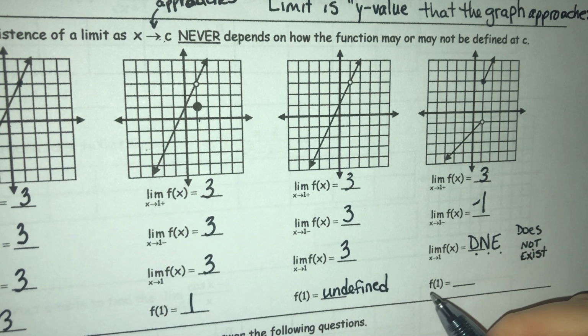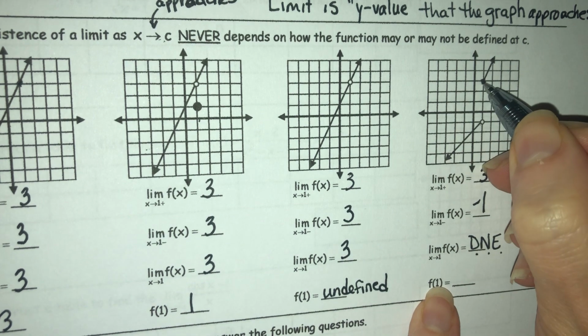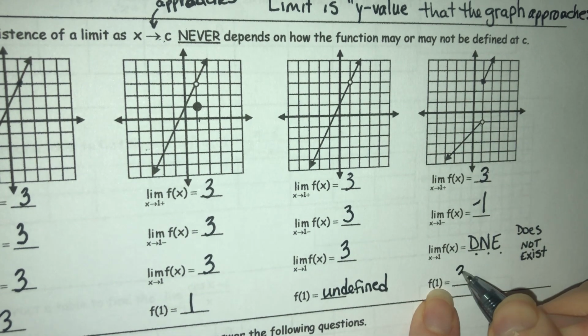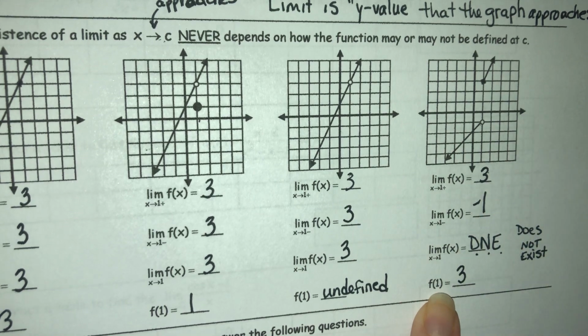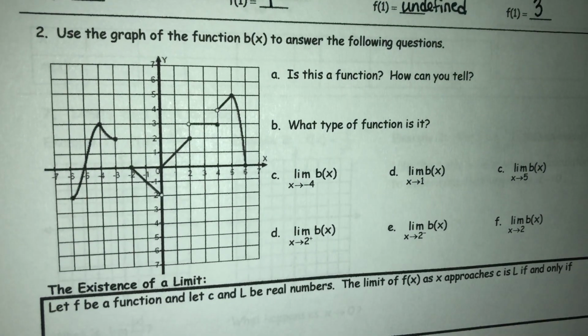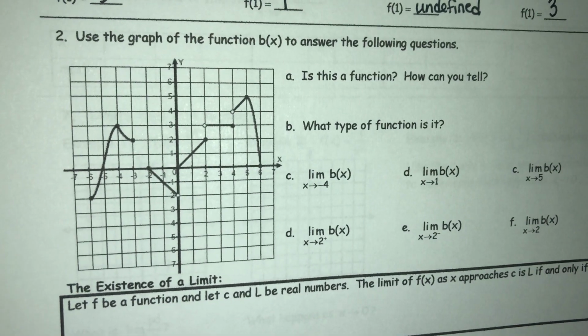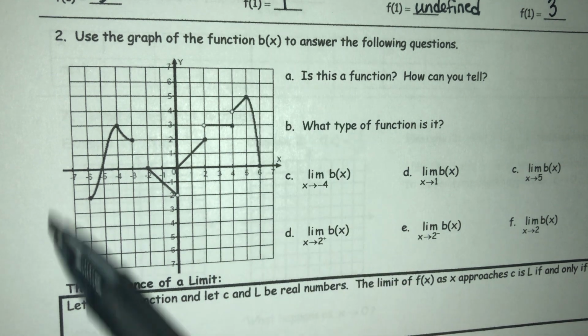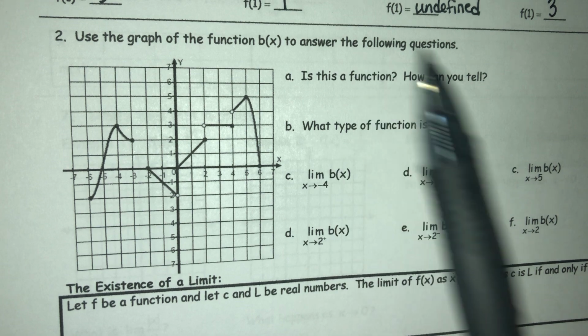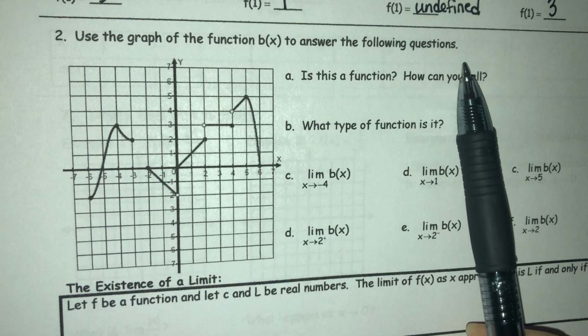So f of 1, the actual point on the graph that is solid at f of 1, is defined to be at 3 here. That's where your closed circle is. The open circle is where it's left out. Okay, so we went through that pretty slowly. Now on number 2, it says use the graph of the function b of x, this is our function b of x graphed here, this piecewise function, to answer the following questions.